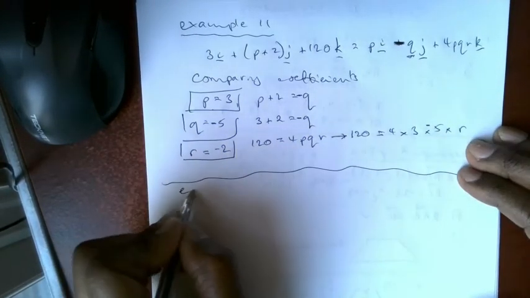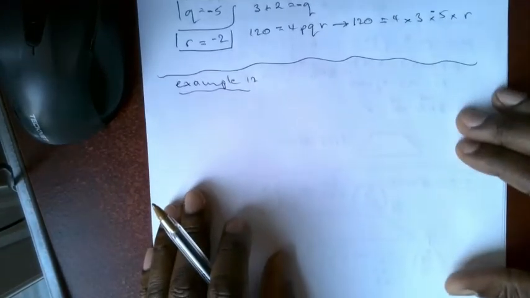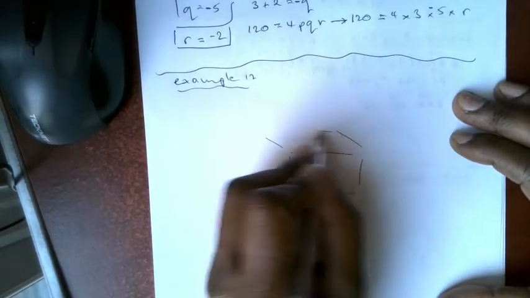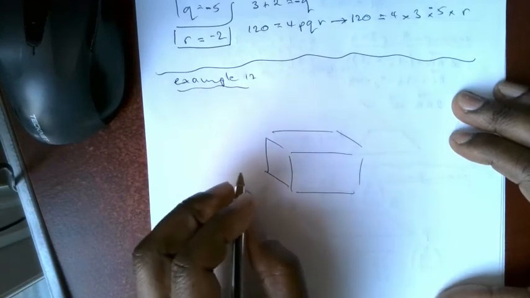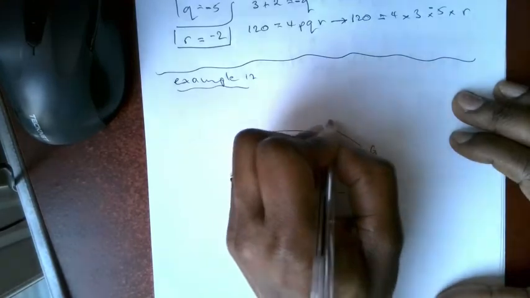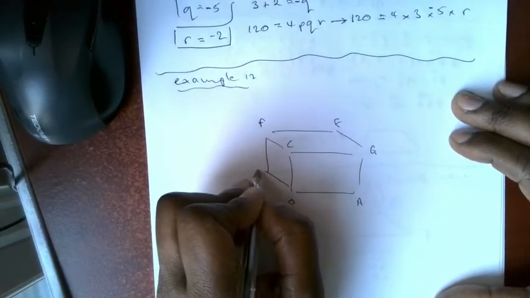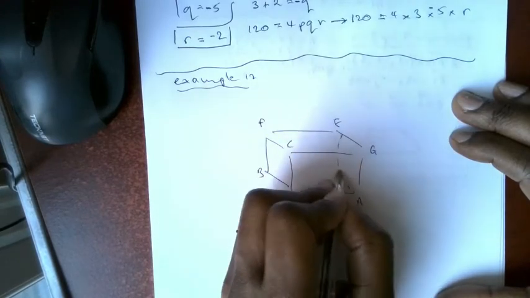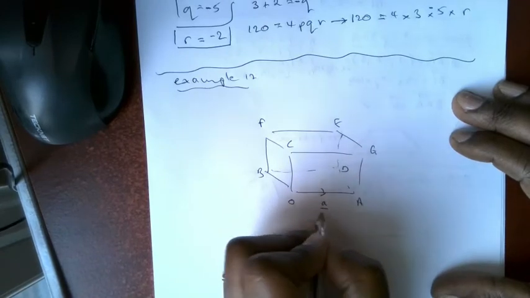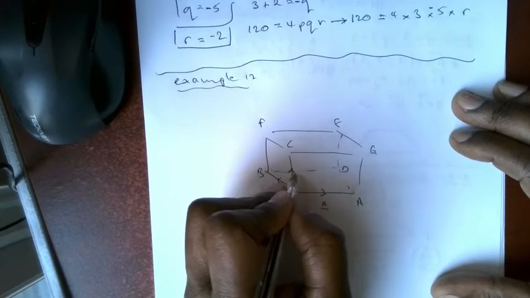Right, now example number 12 is a bit more of a challenge. Okay, so here we've got this cuboid like this. It's a fantastic cuboid there. We've got the lengths of some sides. We've got O, A, G, E, F, C, B, E, and D down, hiding in the bottom corner over there. Okay, we know that this is A here, and this is B here, and this is C here.